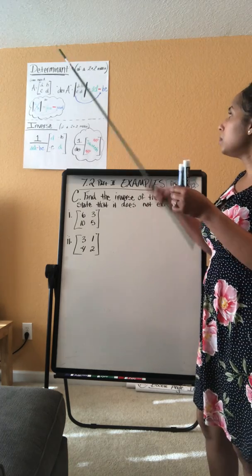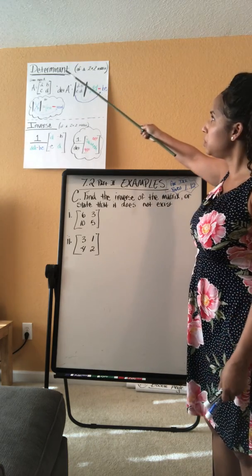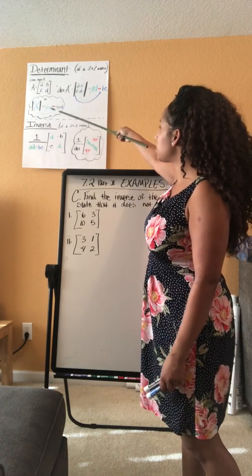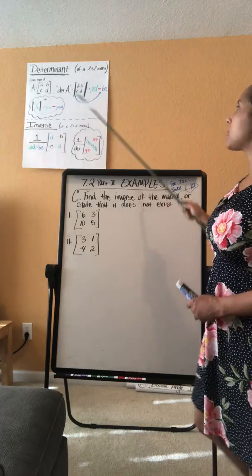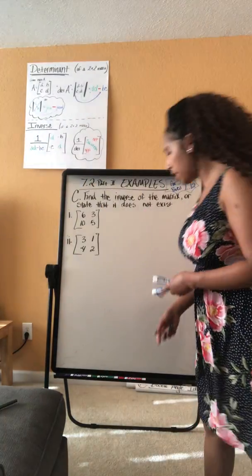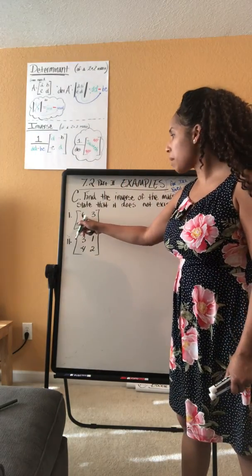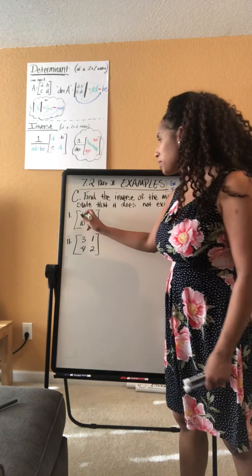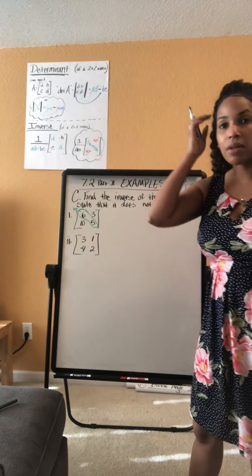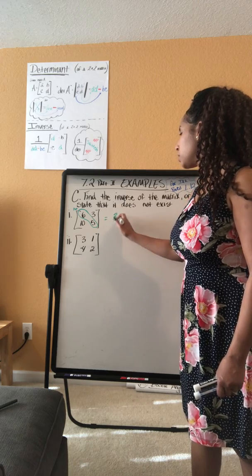So up here on the wall, I have the steps in how we're going to find the inverse. First, what you need to find is the determinant. The determinant is just going to be, you're just going to multiply the diagonals. Multiply the diagonals and subtract. When we start reading, we start from the top left, right? So we want to start with the 6. 6 times 5. This is always the first diagonal. And it does matter the order.